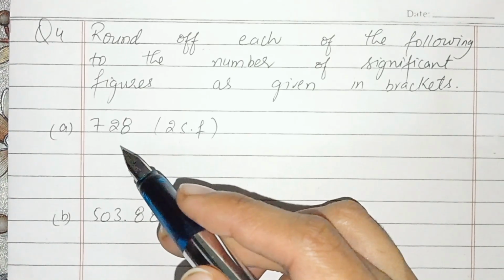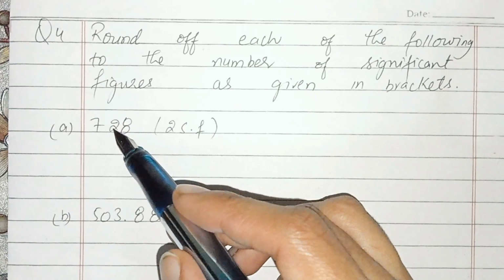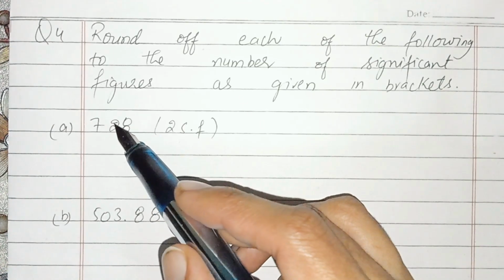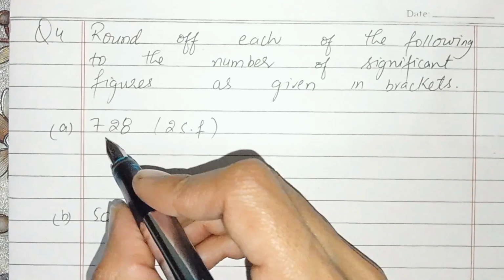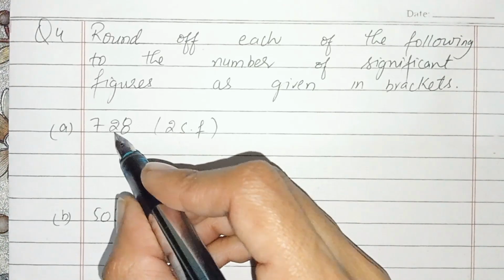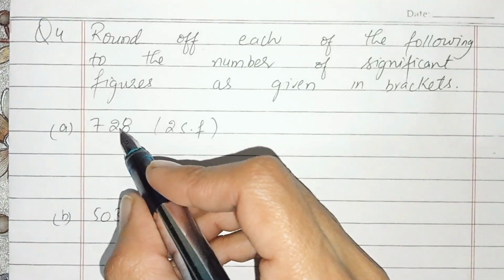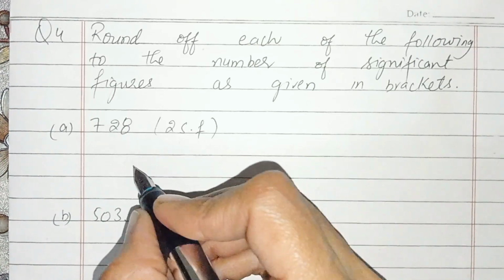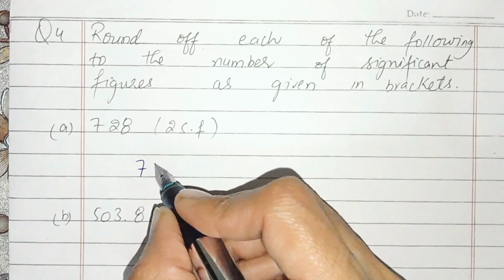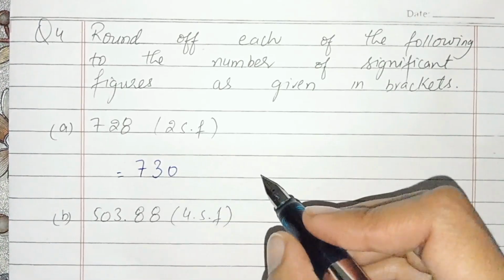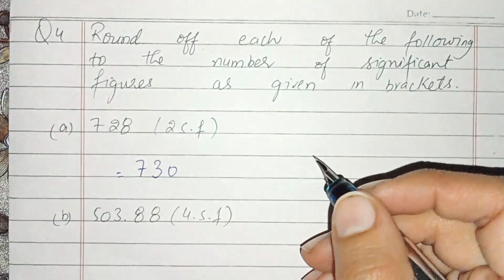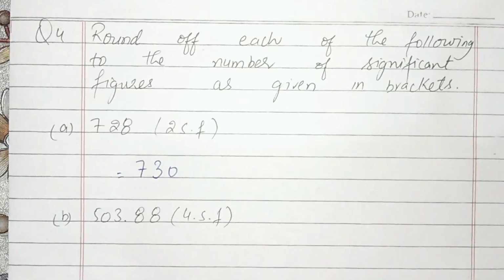What are the rules to round off a value? When the value is greater than 5 or equal to 5, then we have to add 1 in it. We can see in part number A that 8 is greater than 5. That's why we have to add 1 in it, and the answer is 730. And this is the rounded-off value.